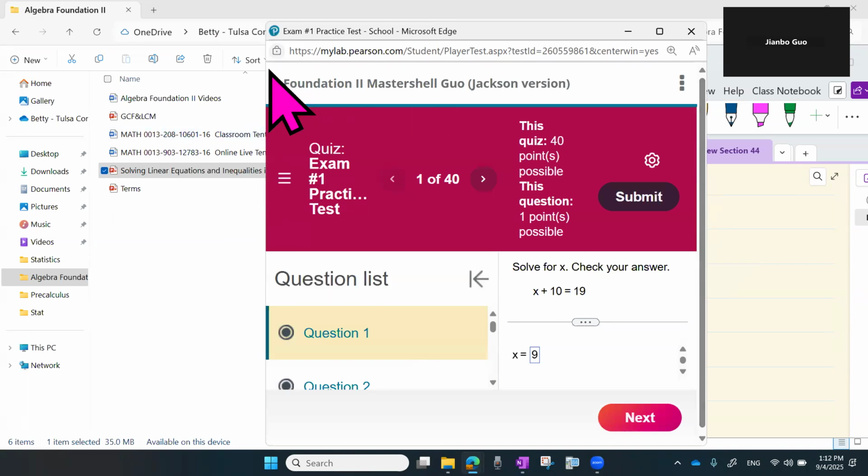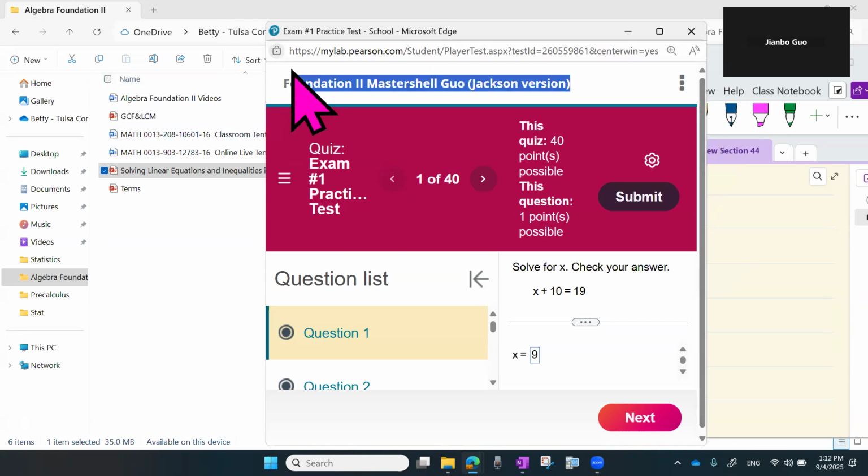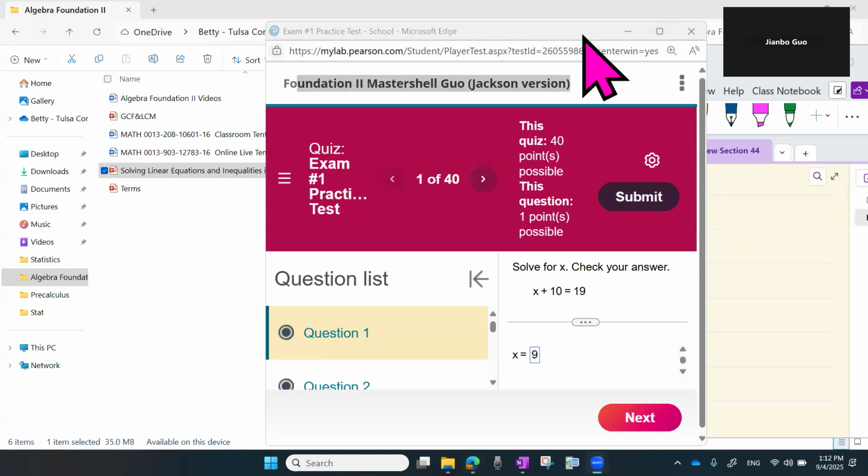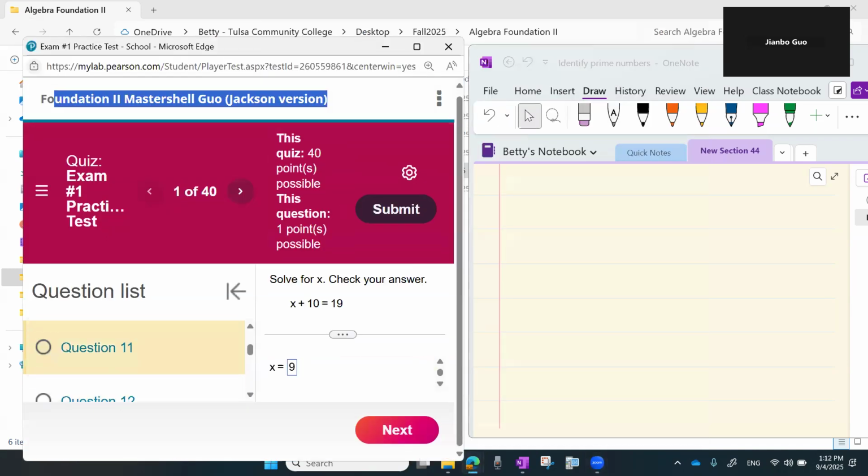Let me adjust the window. We did 10 questions. Number 11.